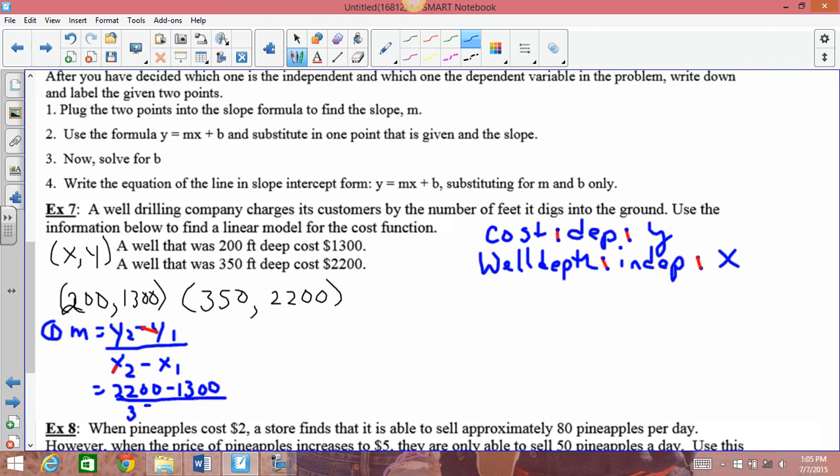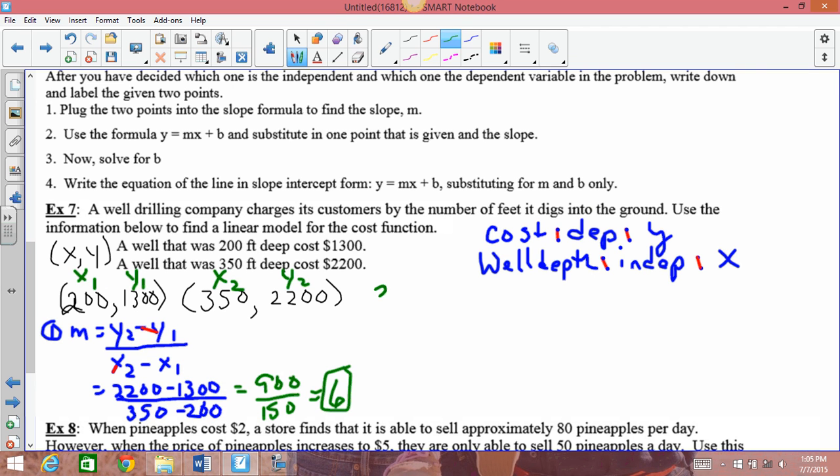over 350 minus 200. I just sort of took for granted there, but remember you can label this x1, y1, x2, y2. Okay. Subtract up top, you should get 900. Subtract on the bottom, you should get 150. Divide out, you get a nice even 6. That is your slope. Okay, so tuck that away in the back pocket. We'll need that in a moment.